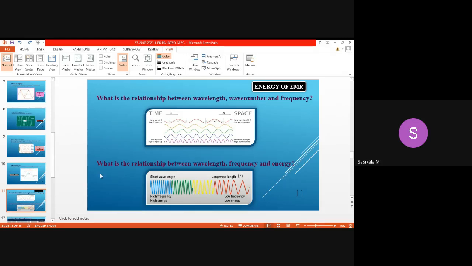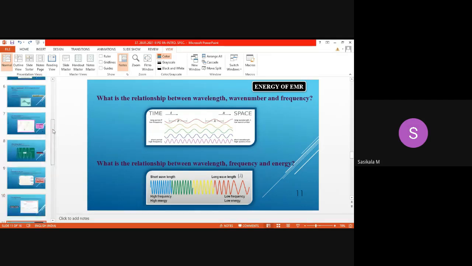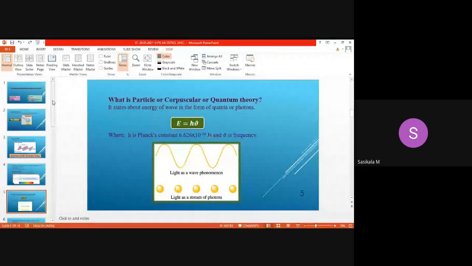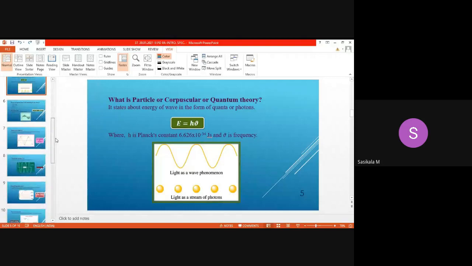Now let's see the second relationship. What is the relationship between wavelength, frequency and energy? Energy is already equal to h nu, so E is directly proportional to frequency. Energy is directly proportional to frequency, as we have seen in the previous slide under corpuscular theory. E equals h nu. Energy is directly proportional to frequency.